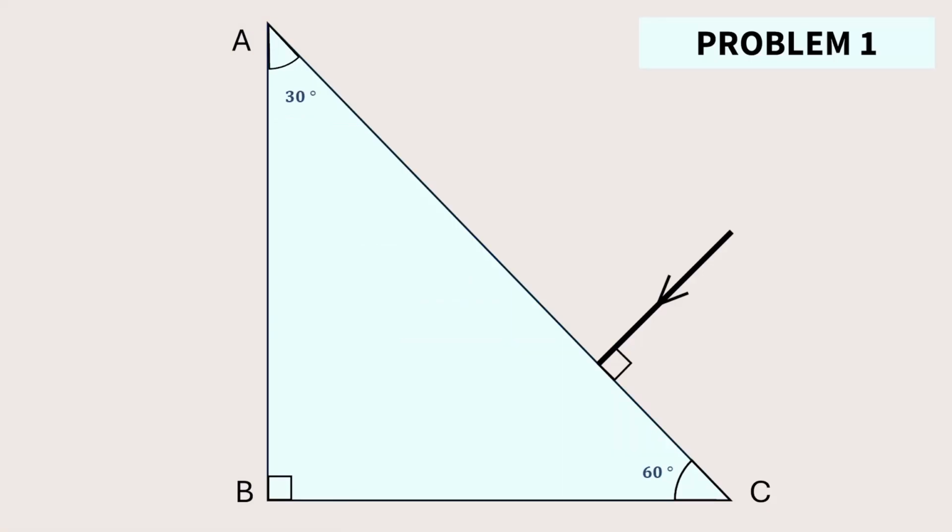So let's try to solve this problem. When you solve problems based on prism, take one surface at a time. So in this case, let's discuss the first surface, that is AC.